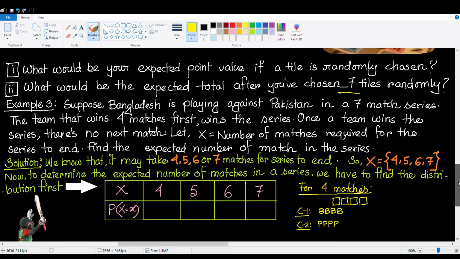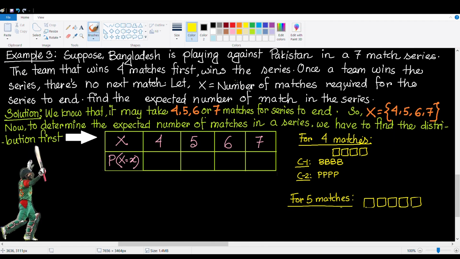So let's see another example. The statement is, suppose Bangladesh is playing against Pakistan in a 7-match series. The team that wins 4 matches first wins the series. Once a team wins the series, there's no next match. Let X be the number of matches required for the series to end. Find the expected number of matches in the series. Hence, you have to determine the expected number of matches required for the series to end.